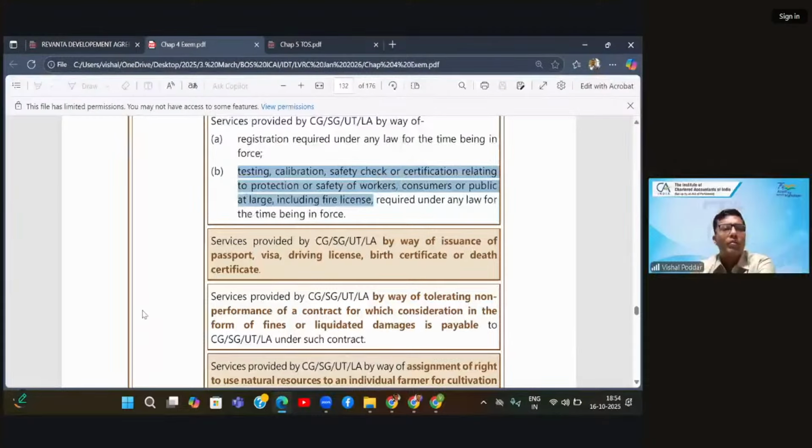Again, the fees charged for these certificates and licenses are exempt. For example, you want to run a restaurant. Now, after some tragedies a couple of years back, strict guidelines have come for coaching classes and restaurants, where they need to take these licenses or certificates. Only then can they run that business. The fees charged by the government departments for providing those licenses are what is exempt.